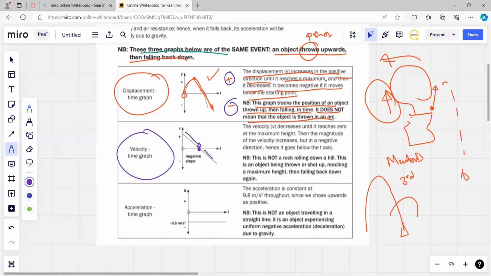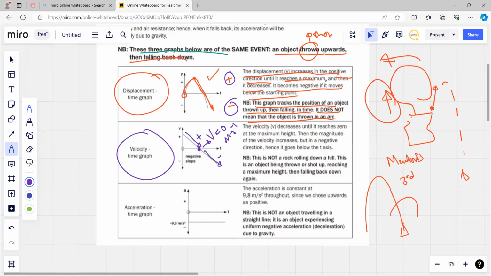If you can see here, it was moving in the positive direction, meaning it's going upward because upward is positive. Here it's moving in a negative direction because it's going downwards, and downwards is negative. Right. And the other thing that you have to take into consideration is that at the maximum point, velocity is equal to 0 meters per second. Always at the maximum point, velocity is equal to 0 meters per second.